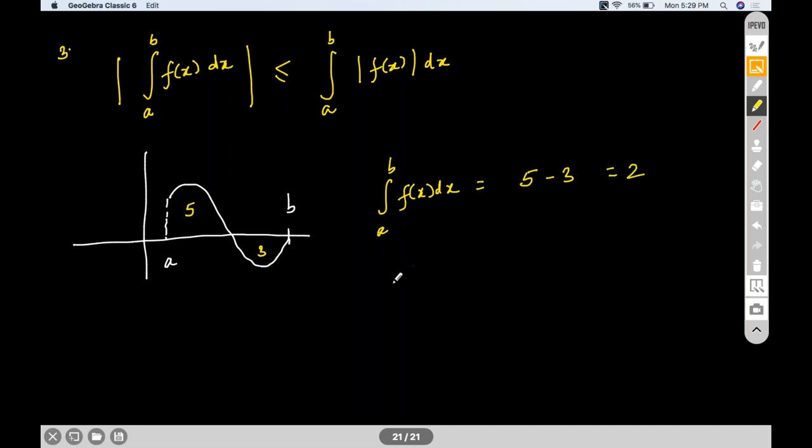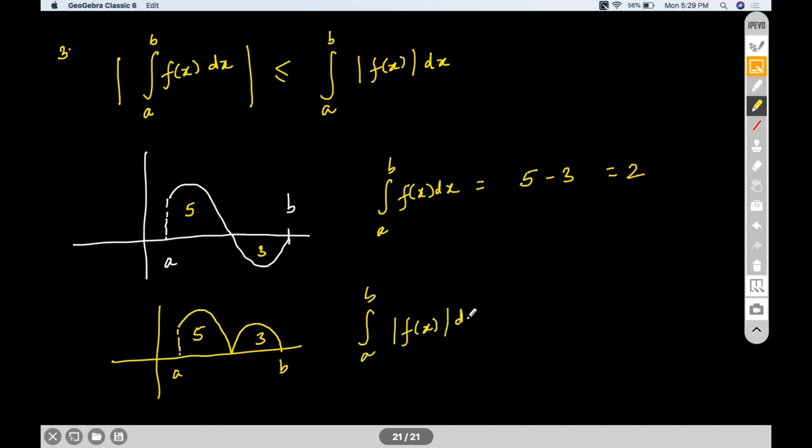Okay, and if you mod the very same function, you know its graph is going to be like this, correct? So you are integrating from A to B. So this will be 5 and this will be 3. So if you integrate the mod of this function, you are always going to get a positive answer, that is 5 plus 3, which is 8. So this term will always be less than or equal to this answer.